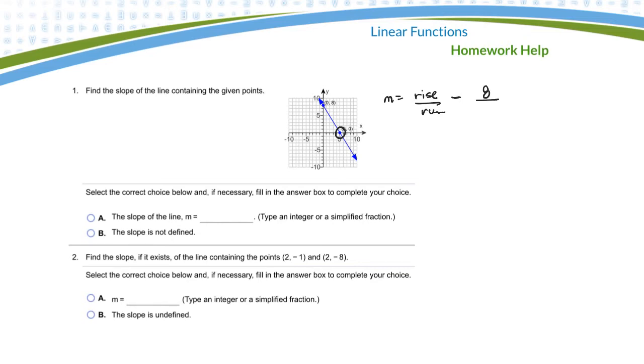And then the run, it's from 5 to 0. So the run has to be 5. But it's going to the left, so it'd be negative. So the slope of the line is negative 8 over 5.